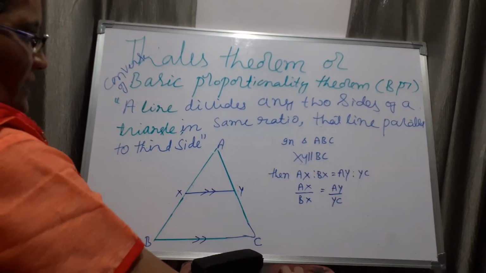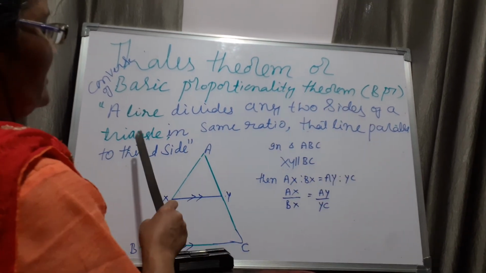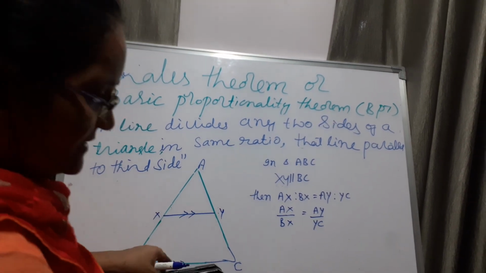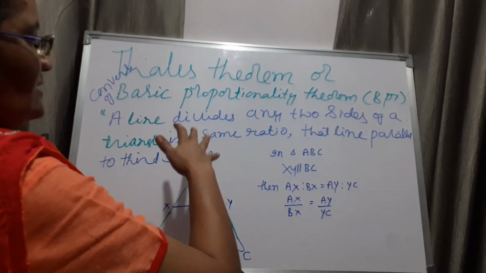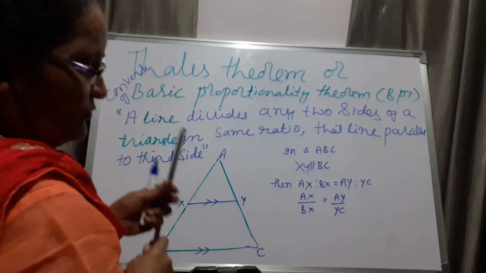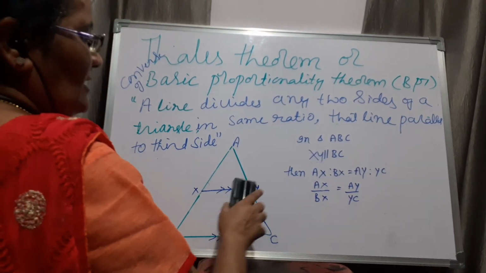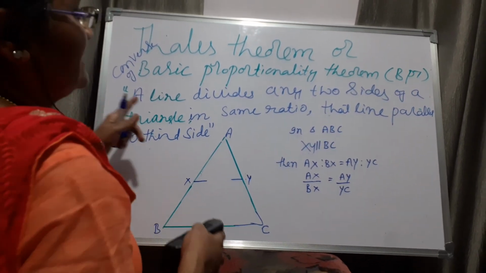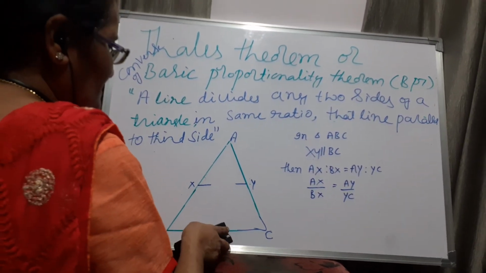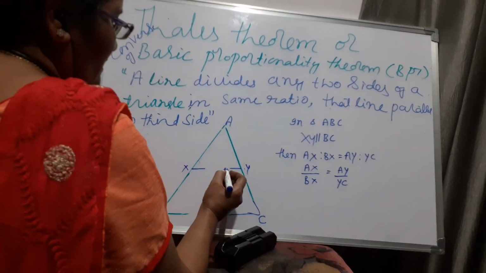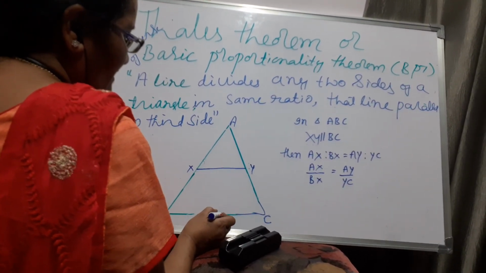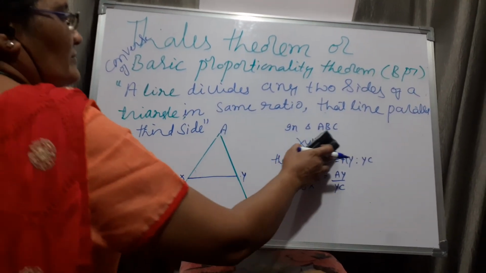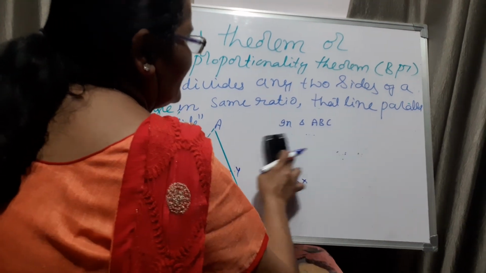See here, a line divides any two sides of a triangle in the same ratio. That line is parallel to the third side. In the last one, we have taken a line parallel to it. Before only we have taken it parallel. But now, a line divides any two sides of a triangle in the same ratio. This line is there now. XY divides AB and AC in the same ratio in triangle ABC.